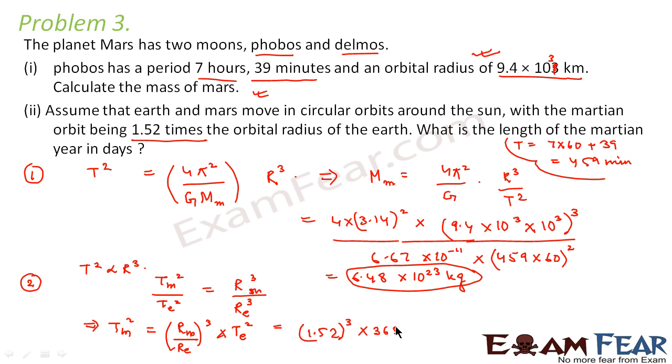So this is 365. Now if you calculate this, you would get Tm is root over 1.52 whole cube into 365, which comes out to be 684 days. So this is the value of the time period, or the length of the Martian year in days. Right? So we did nothing, we simply used Kepler's third law and put the values in place. Other than that, we have not used any trick to solve the problem.